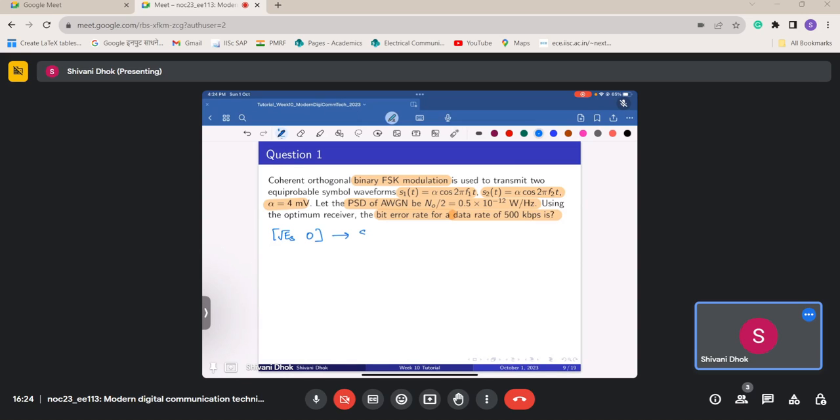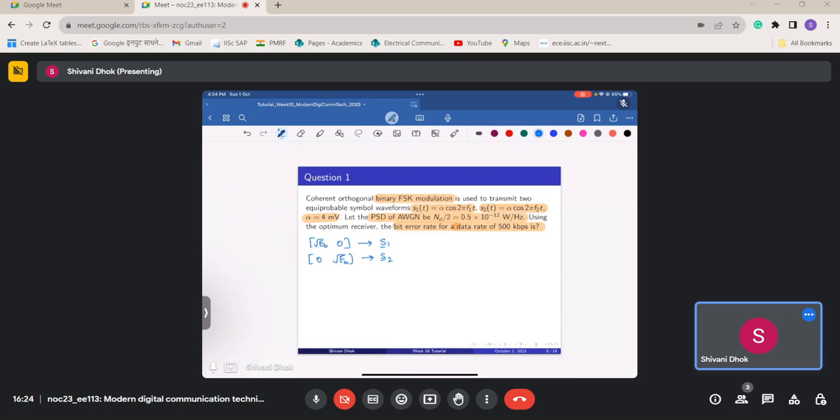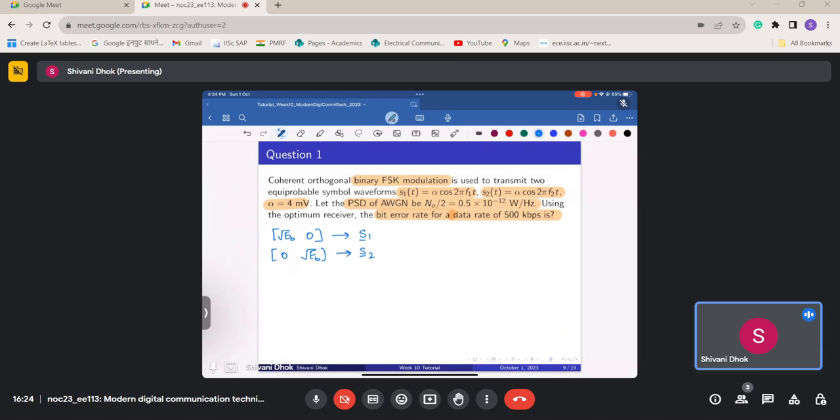Let's say this corresponds to S1 and this corresponds to S2. Or since we are sending one bit at a time, this ES is equal to EB. So this we have seen in the class, like the component of this won't be available here or won't be available in the second, because these two are orthogonal. So these are the cases that are given here.